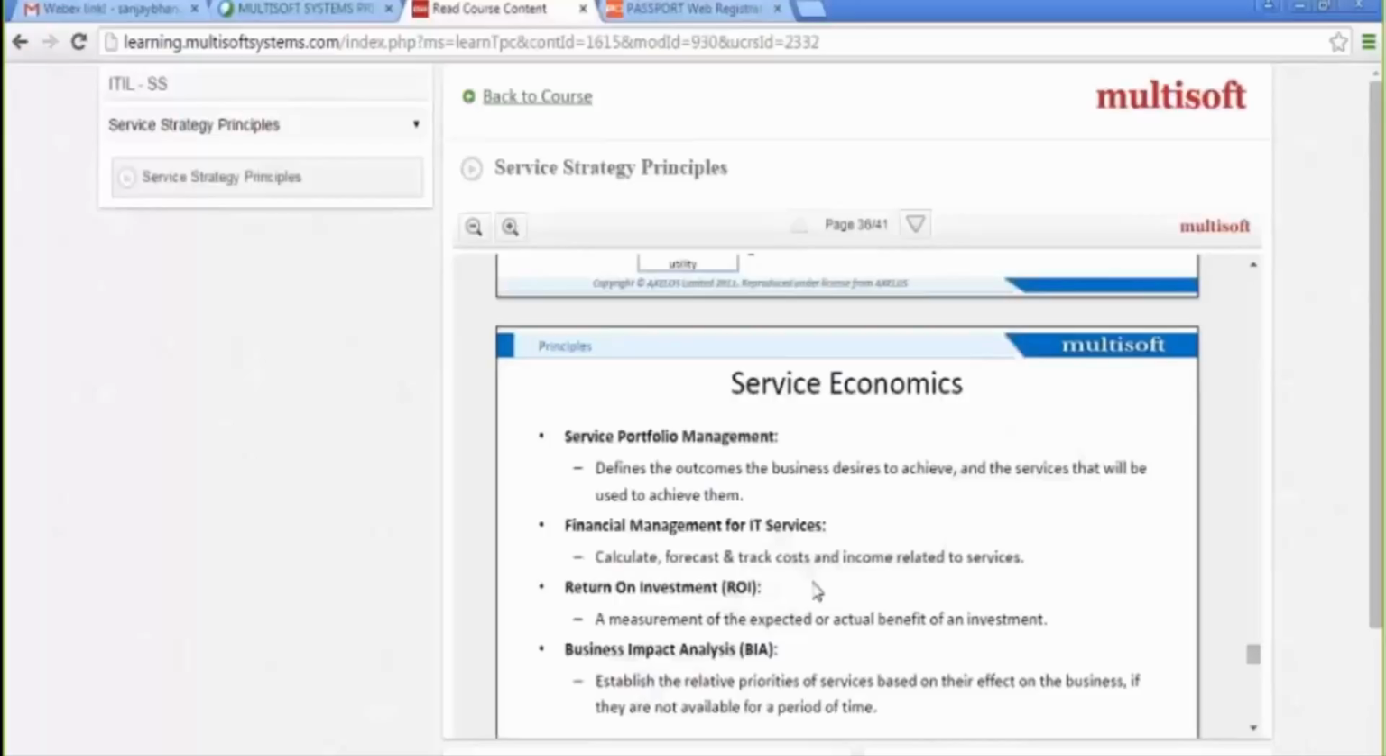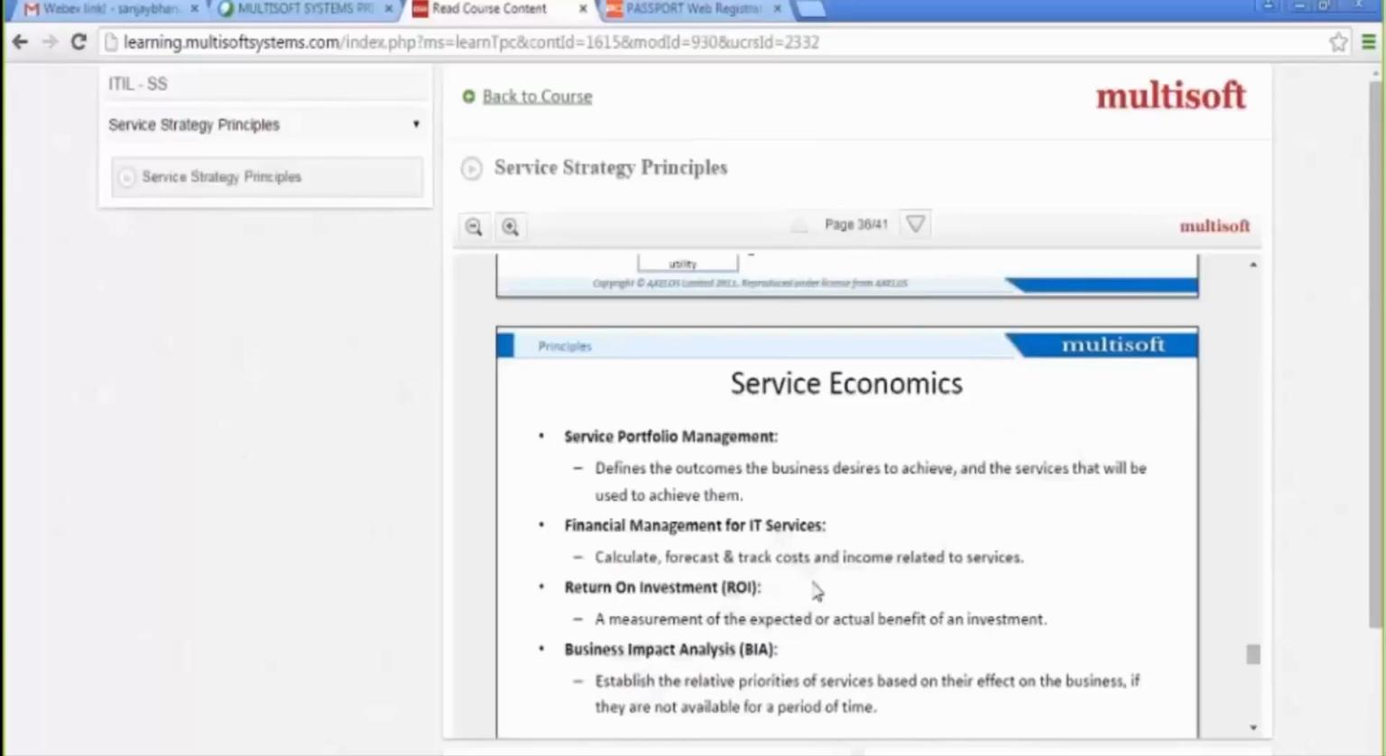So return on investment means if I am investing something in a service, I should have some return after a few years, right? So a measurement of the expected or actual benefit of an investment, that is called ROI, return on investment. Is ROI one of the processes? No, this is not a process. So here, it's talking about the service economics. This is not a process, but finally we need to calculate the ROI.